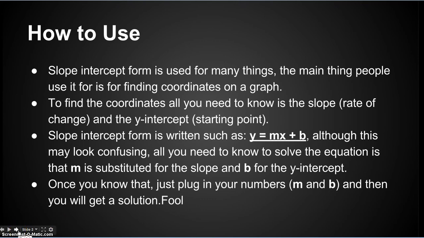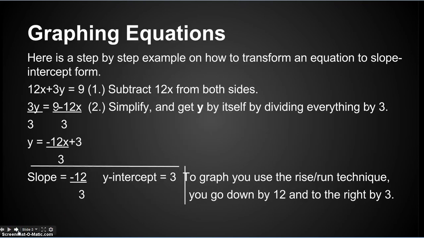Here's an example for you. Sorry, the bell rang. Alright, so let's say 12x plus 3y equals 9. You subtract 12x from both sides to get y by itself. Once we have y by itself, we divide it by 3. Then we have y equals negative 12x over 3 plus 3.